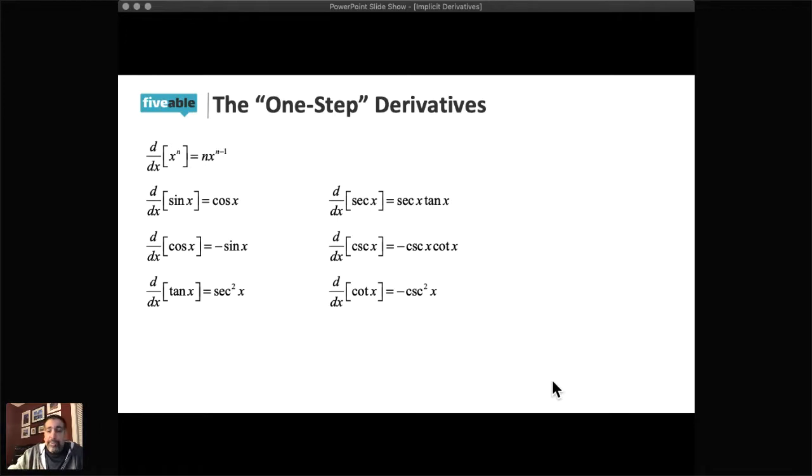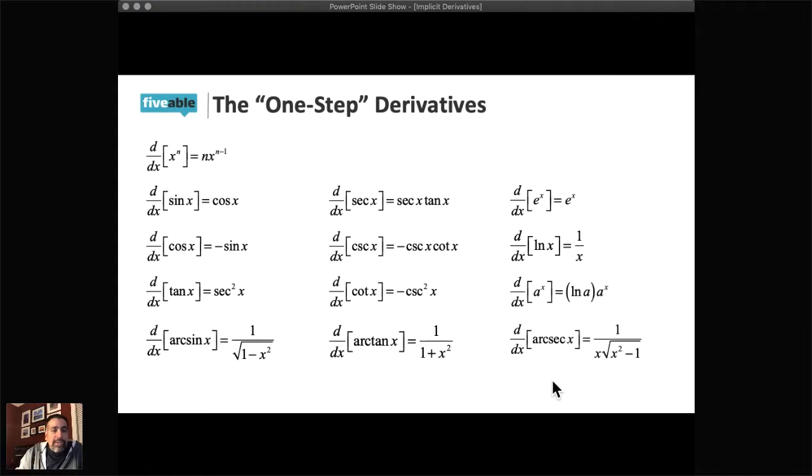at these implicit derivatives. The next 3 that I usually group together are what I call the derivatives of the exponential functions and the logarithmic functions. So the derivative of e to the x, ln of x, and a to the x. These are all what I call one-step derivatives, just problems you can answer just by looking at them. And then the last 3 that I have my students know every year are these 3 inverse trig functions: the derivative of arcsine, the derivative of arctangent, and the derivative of arcsecant.